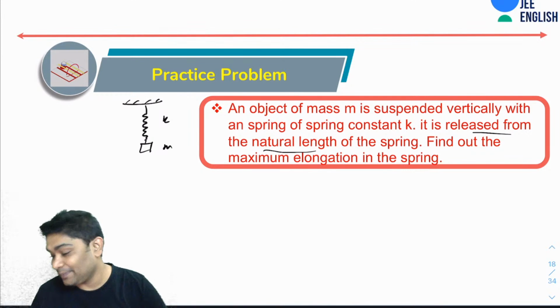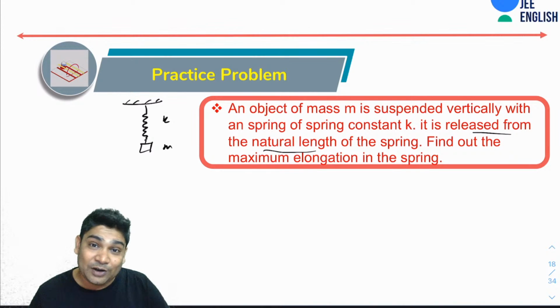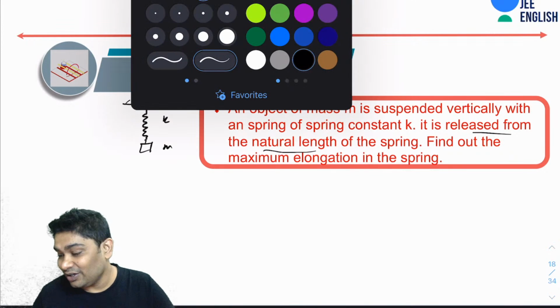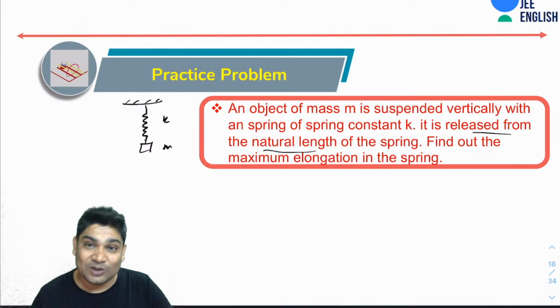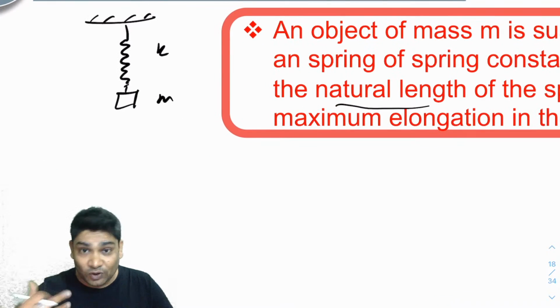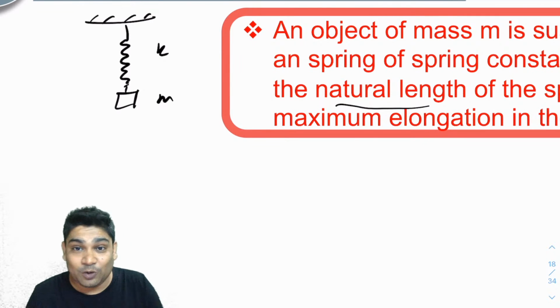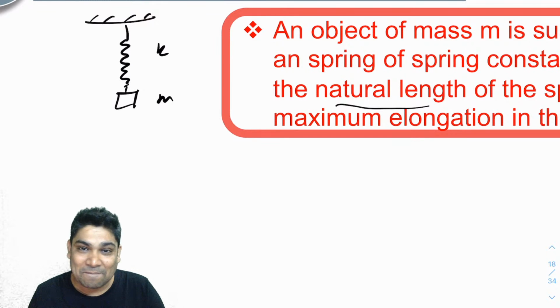Now when you let go of this system, what do you think will happen? Think about it. Think about what is going to happen. See, if you want to think about what will happen if I just let go of the system, no, it will be 2mg by k. It won't be mg by k. Think about it again. Yes, 2mg by k is the correct answer.